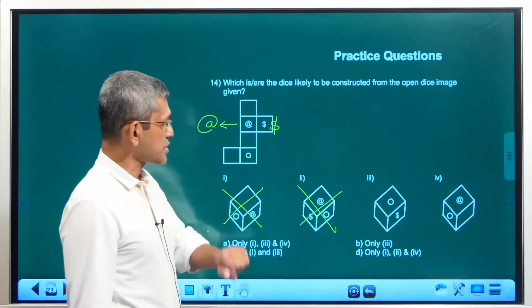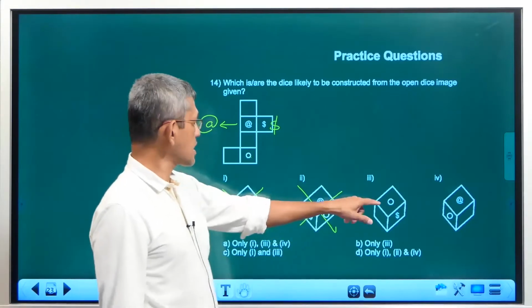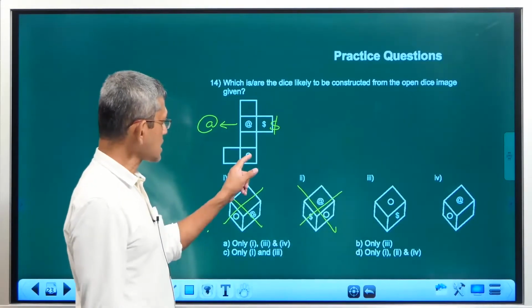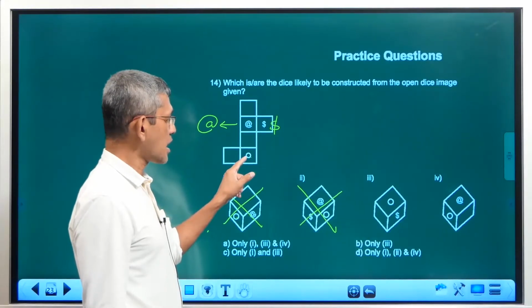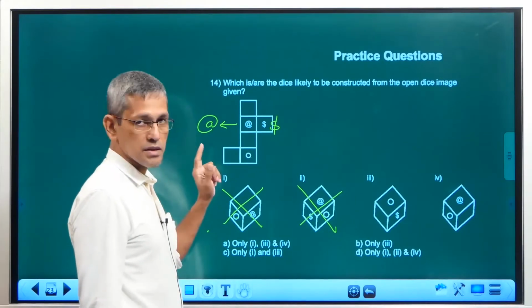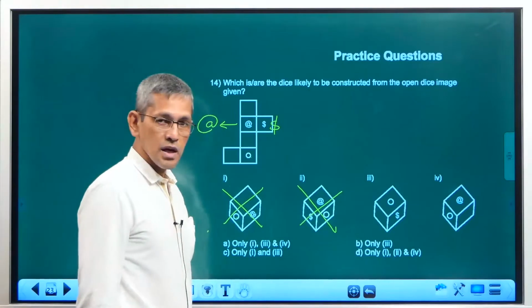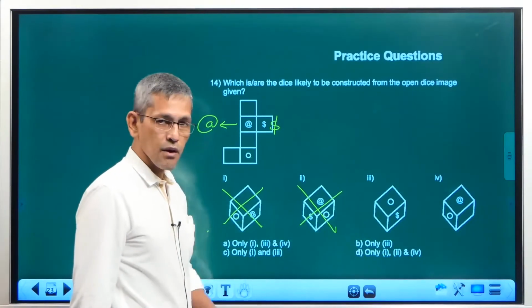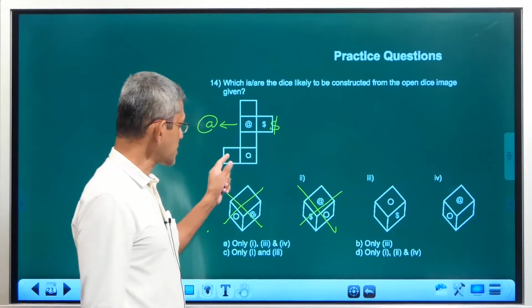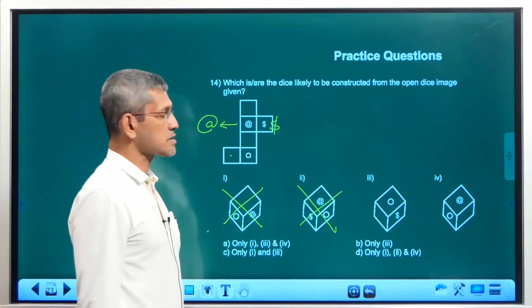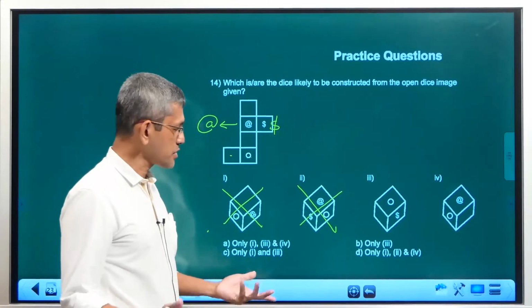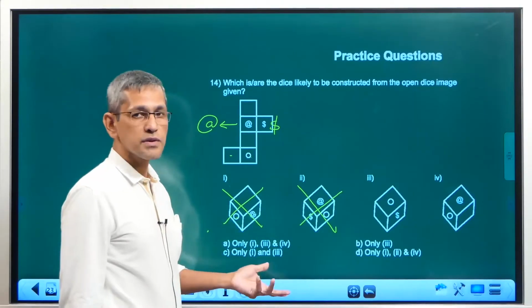In the third image we have the circle and the dollar. Circle is opposite to at, which means the circle can be adjacent to the dollar sign. That is perfectly all right. And we have a blank space here. The circle can be adjacent to that blank space too, perfectly all right. So the third image can be formed.